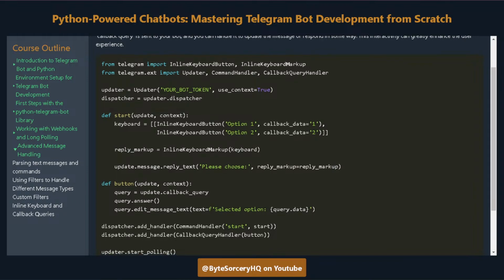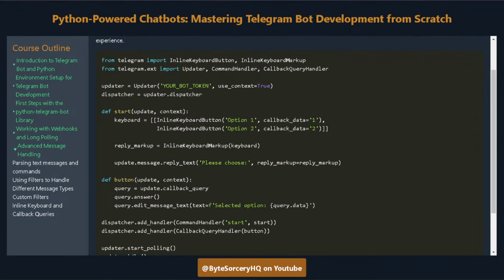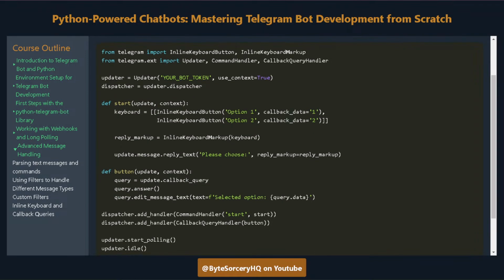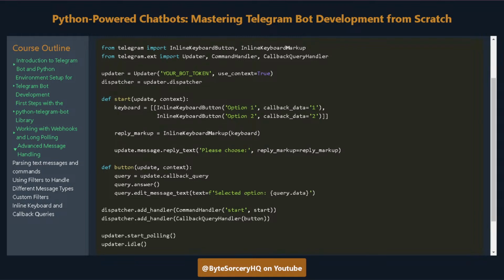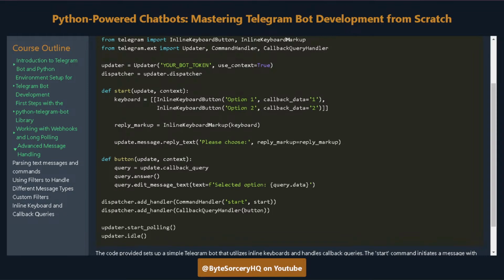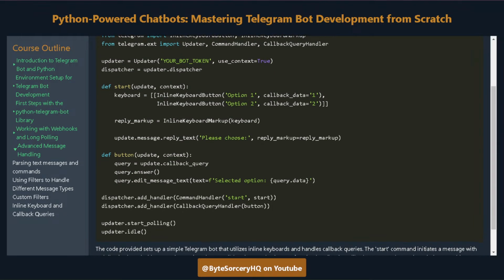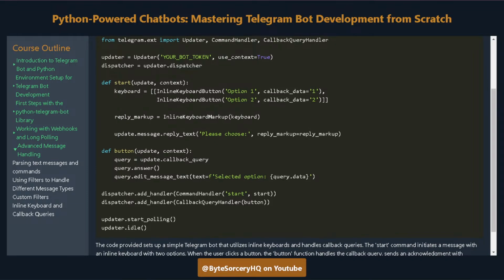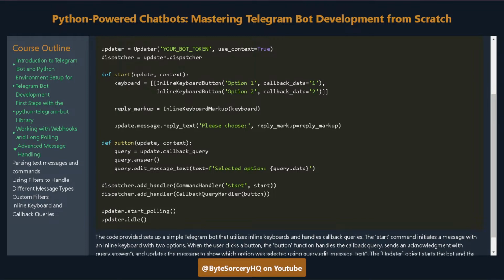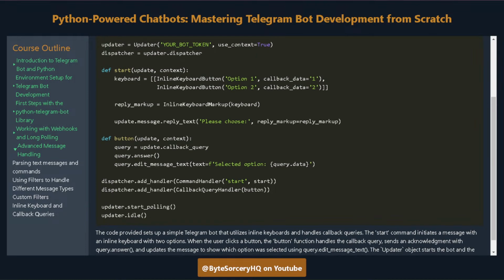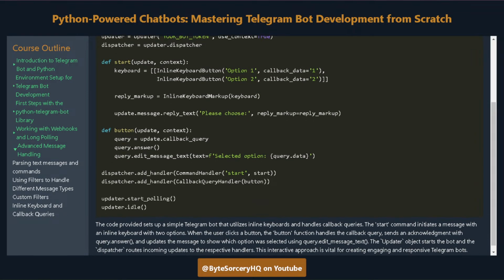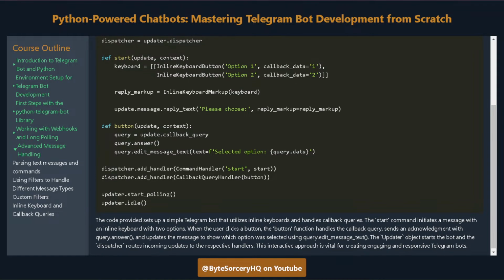The code provided sets up a simple Telegram bot that utilizes inline keyboards and handles callback queries. The start command initiates a message with an inline keyboard with two options. When the user clicks a button, the button function handles the callback query, sends an acknowledgement with query.answer, and updates the message to show which option was selected using query.editMessageText. The updater object starts the bot, and the dispatcher routes incoming updates to the respective handlers. This interactive approach is vital for creating engaging and responsive Telegram bots.